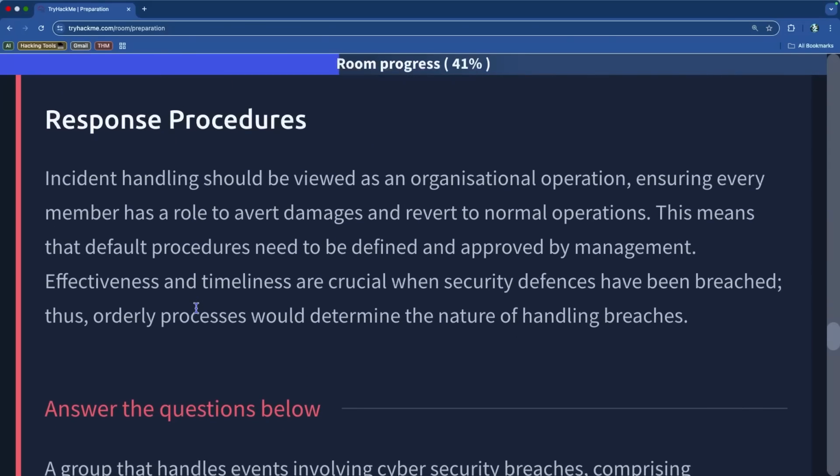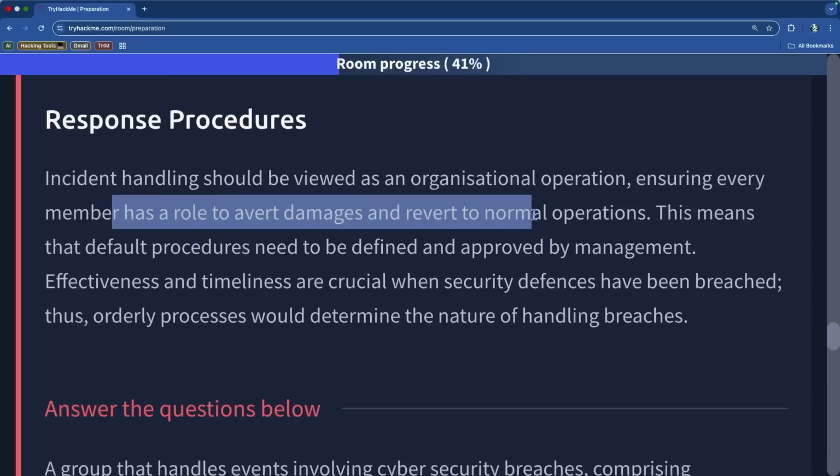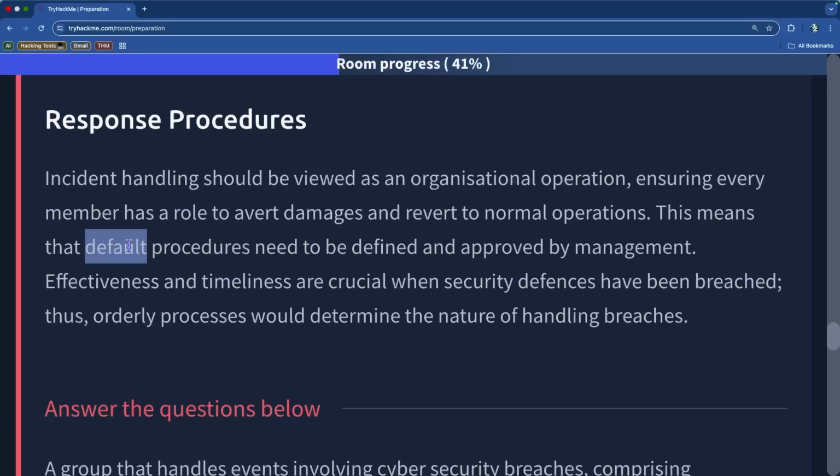And then we have the response procedures. So this is an organizational operation, and it ensures every member has a role to avert damages and revert to normal operations. This means that default procedures need to be defined and approved by management. Default meaning this is the baseline, right? This is the bare minimum of what needs to be done.